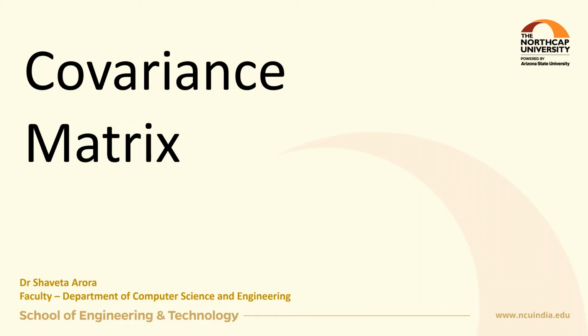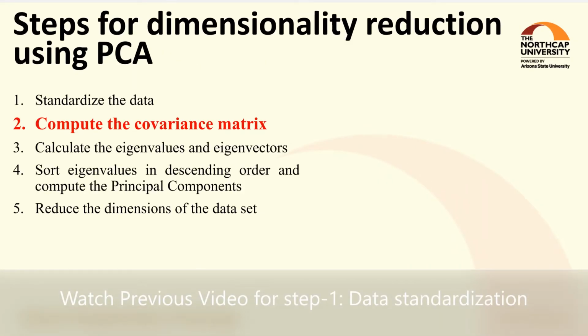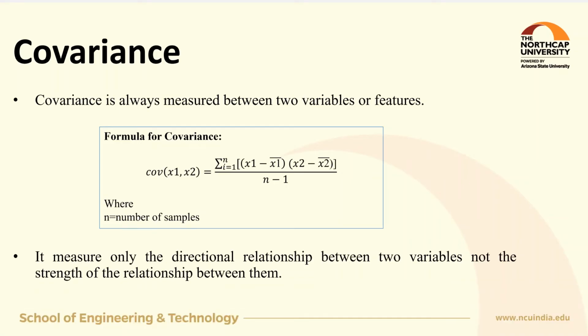Hello, in this session I'll talk about covariance matrix, which is the second step for the dimensionality reduction technique of principal component analysis. Let us first see what is covariance.